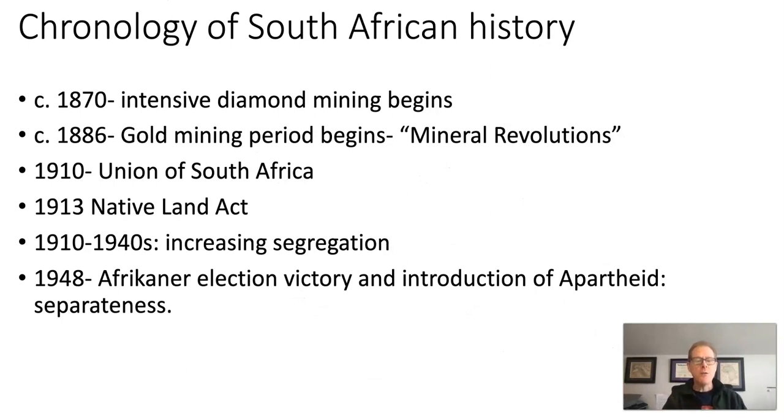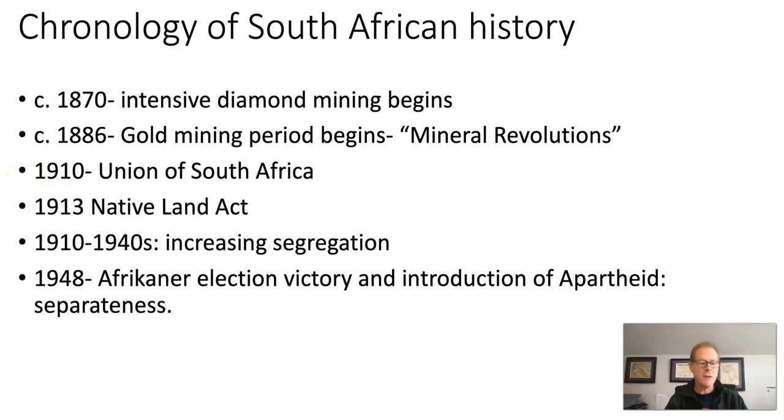What we're going to have is an overall chronology here. Starting in about 1870, intensive diamond mining will begin. It will become the city of Kimberley. And then about 15 years later, intensive gold mining will begin, which will be the real large-scale mineral revolution. It's going to kick off with diamonds, but then gold is going to be the thing. That is also going to be a factor in the 1910 Union of South Africa.